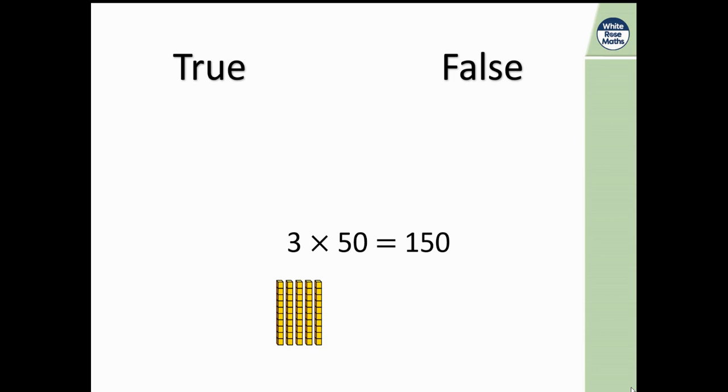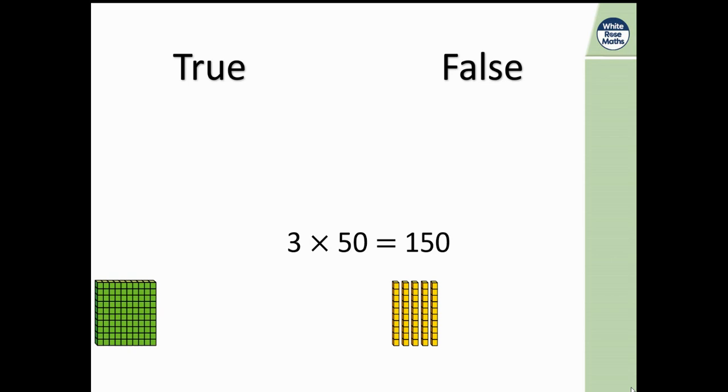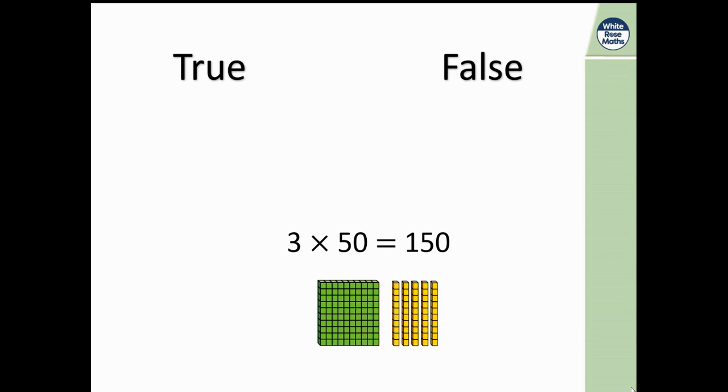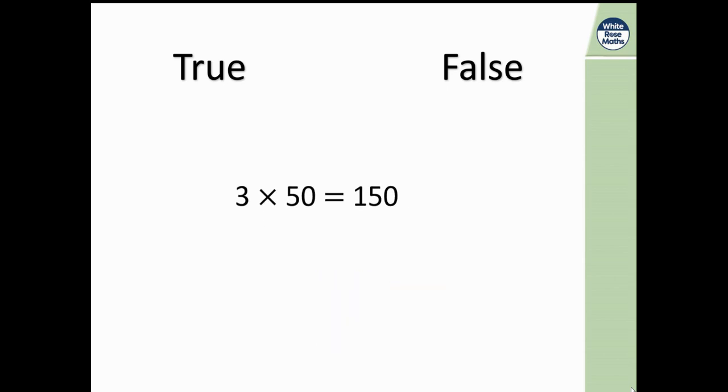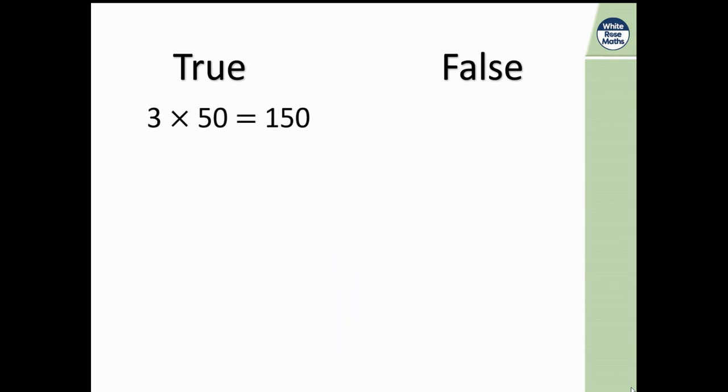Right, let's see about this one here. So we're looking at true or false. What do we think about this one? 3 multiplied by 50 equals 150. So in each of those groups, there are 50 tens, and I've got 3 lots of those, haven't I? Do you think I've got 150? So I'm going to swap those two because 50 and 50 makes 100. I'm going to put that in with 100 there. So now I've got 150. So is that calculation correct? Yes, it is. It needs to go into the true section.